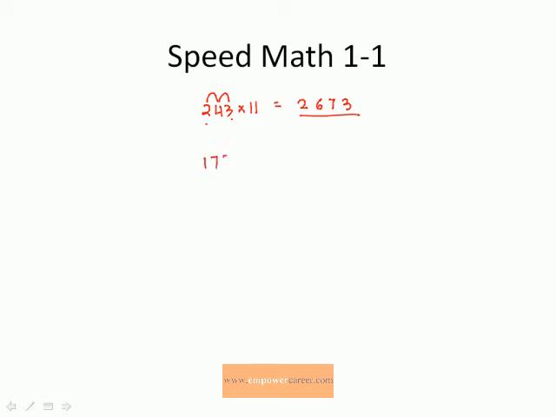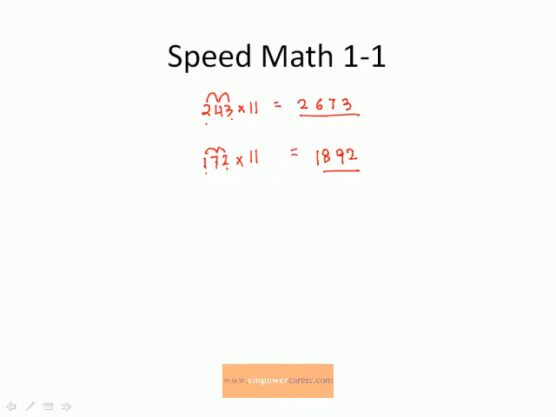Okay, let's take one more case. Let's say 172 times 11. Start with the unit digit, that becomes the unit digit of my answer. 2 plus 7, that's 9. 1 plus 7, that's 8. And finally the digit 1 comes up as it is. So it's 1892.